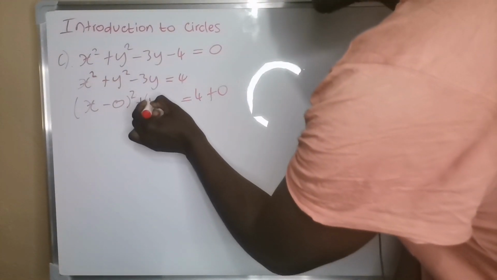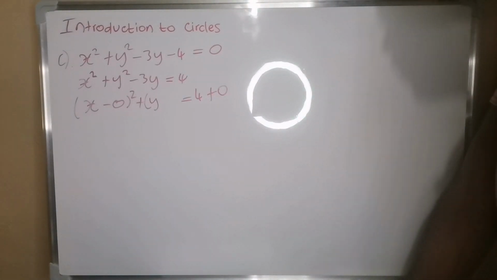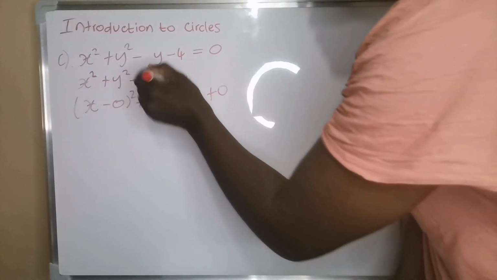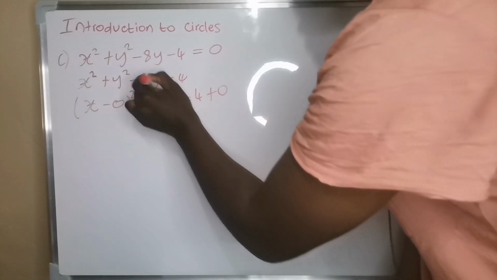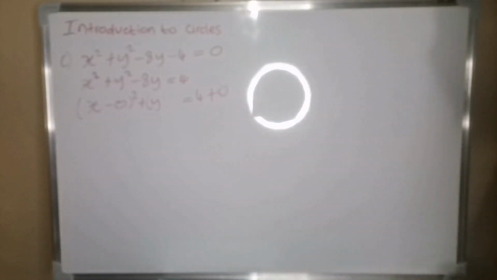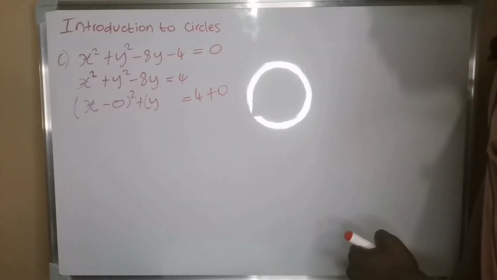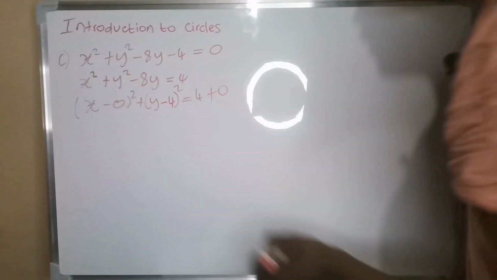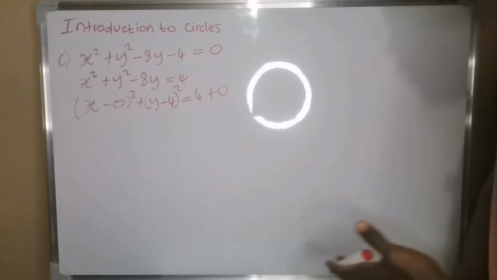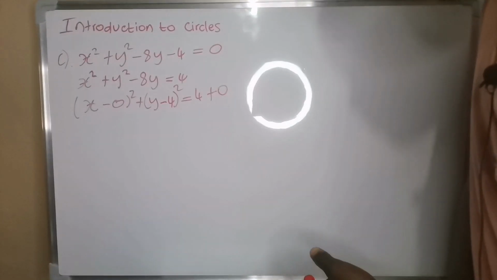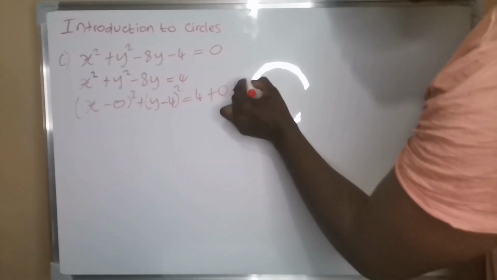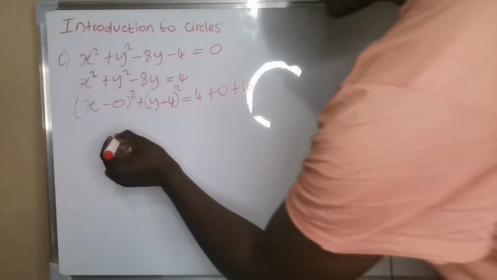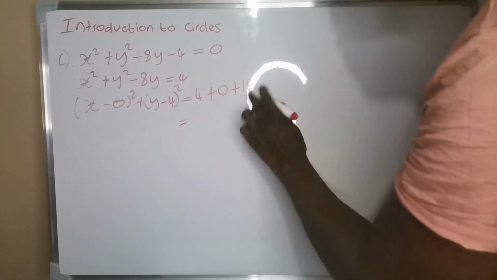Plus y. Oh, it's 8 here, not 3. It's 8 here. So guys, it's 8 here. So negative 8 divided by 2, or half of negative 8, is negative 4, squared. Negative 4 squared is 16. Then you add it on the right. I hope you can hear me, guys. Now we have this equal to 20.